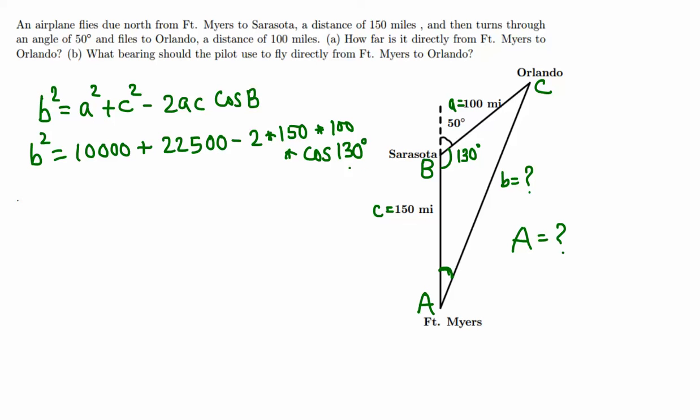Use your calculator and we get b squared equals 51,783.63. Then take the square root of both sides, so b equals 227.56. That will be miles. So the answer for part A is this.